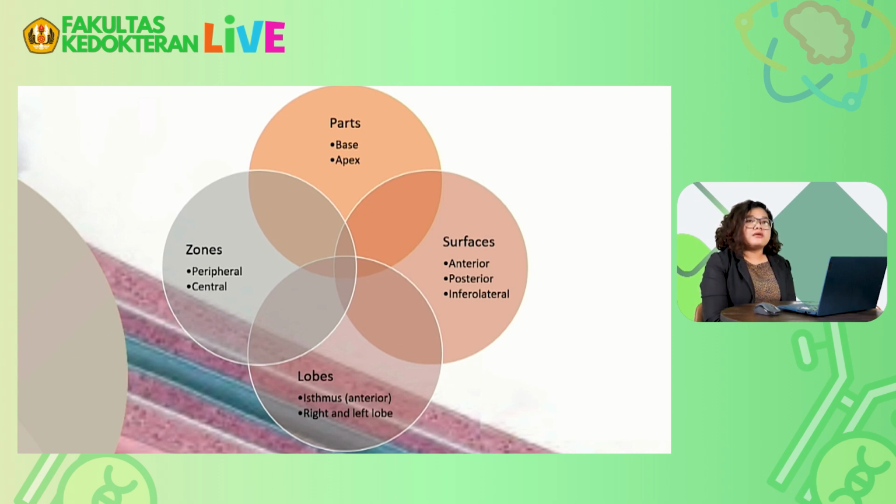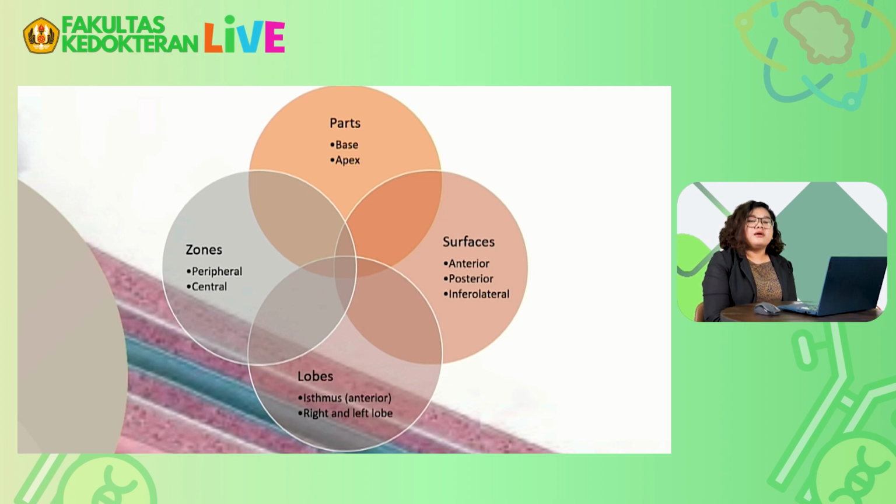And the parts here, it has the base and apex. The base is more on the superior side, while the apex is on the inferior side. While it also has surfaces: anterior surface, posterior surface, and inferolateral surface. And it's also divided by its zone, peripheral, around the prostatic urethra. The central is around the prostatic urethra, and the peripheral zone is the ones that more distal to it.